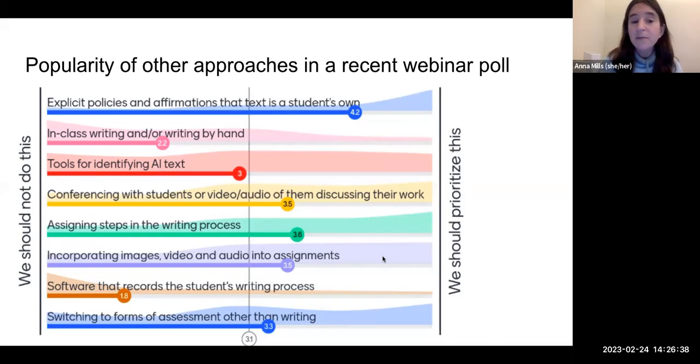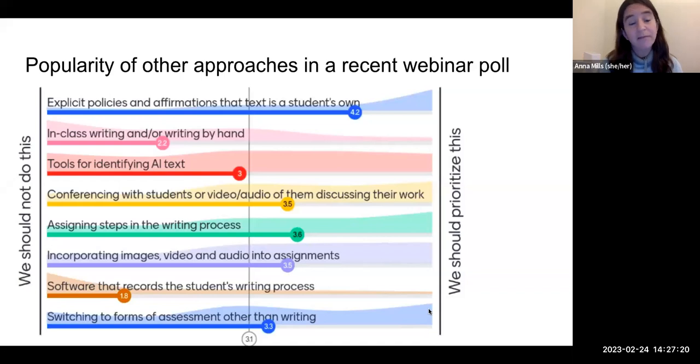We can incorporate images, video, and audio into assignments. At the moment, you can't submit a video or audio and ask ChatGPT to analyze it. But of course, students could describe the multimedia and then use the text generator, but it might be a deterrent. Software that records the student's writing process was not too popular. Concerns about surveillance, bias in that software, and privacy certainly come in.